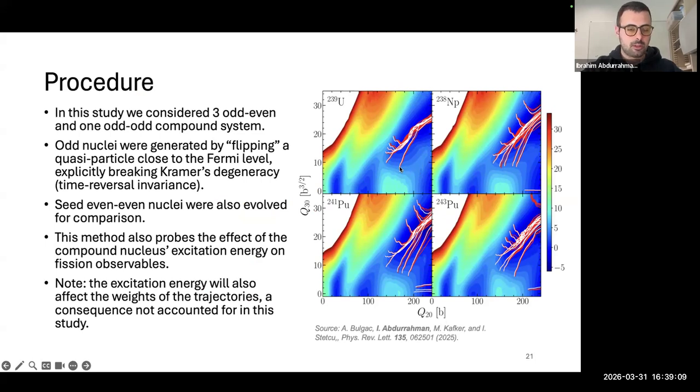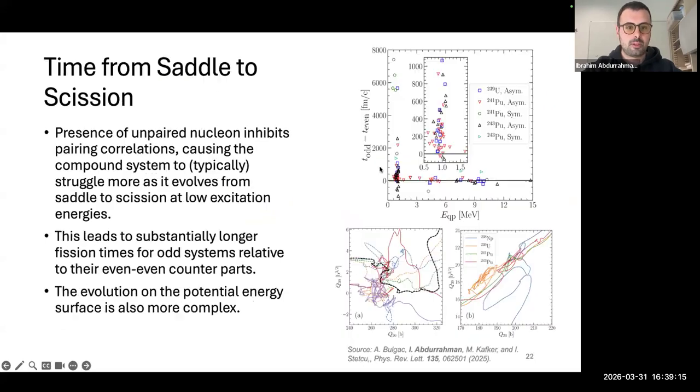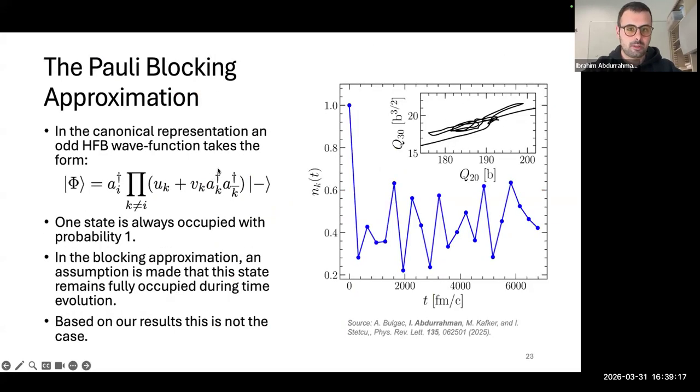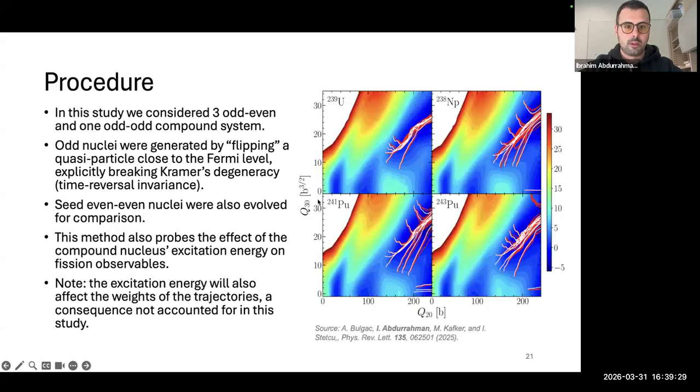You can construct odd nuclei in HFB theory by basically taking one of your pairs. Let me go here to what a BCS wave function would look like, where instead of creating a pair, in one instance, you just create a single particle.